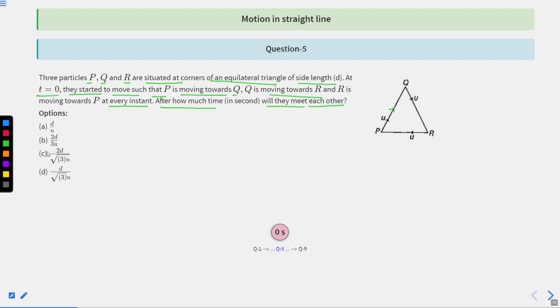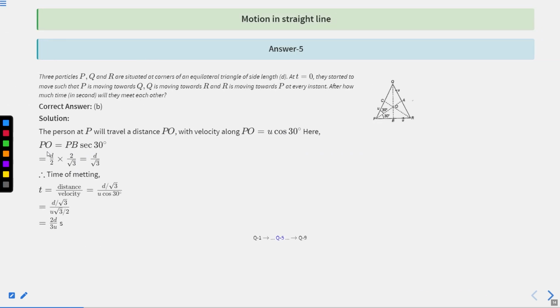Let's find a solution. Three particles P, Q, R according to the question. So the particle at point P will travel a distance PO with velocity along PO, which is u cos 30 degrees. Clear? This is an equilateral triangle, so this is 30 degrees and this is 30 degrees.